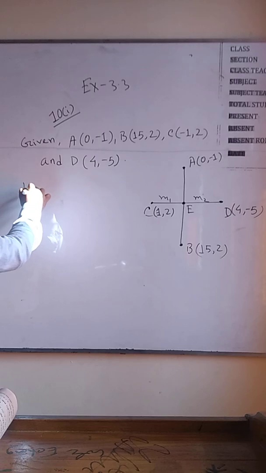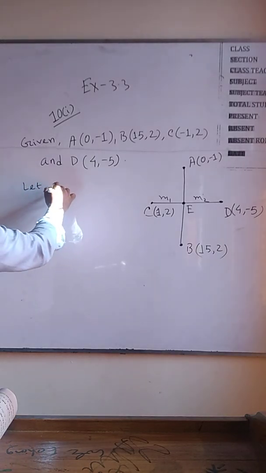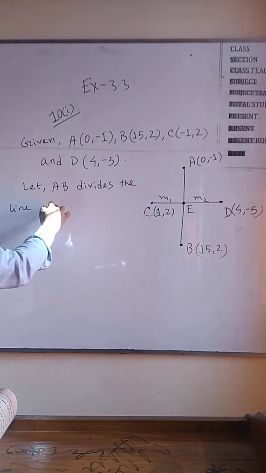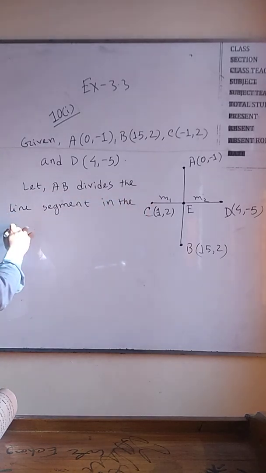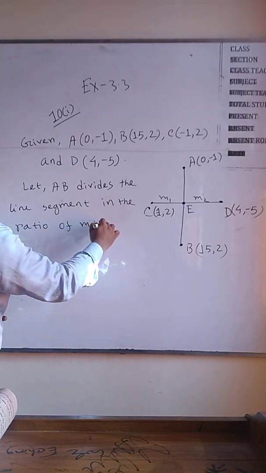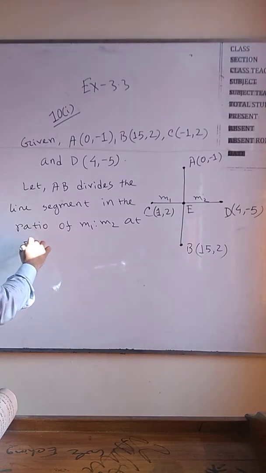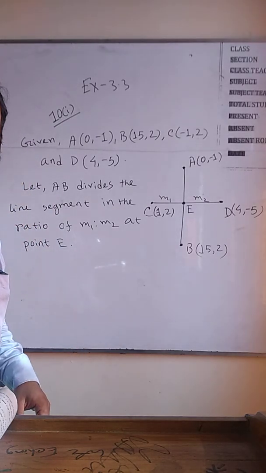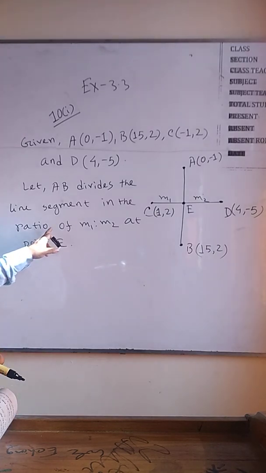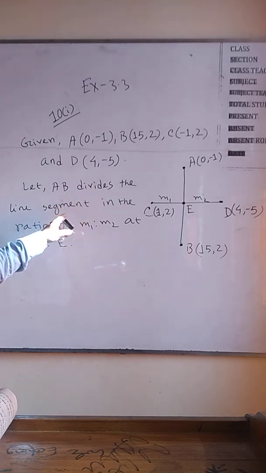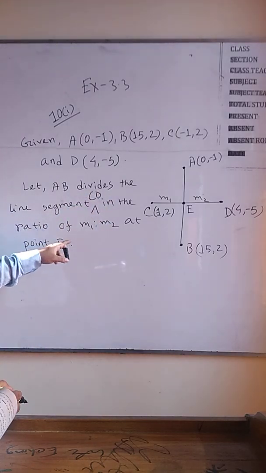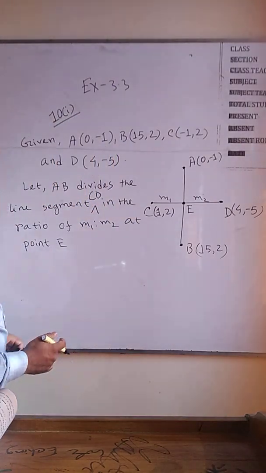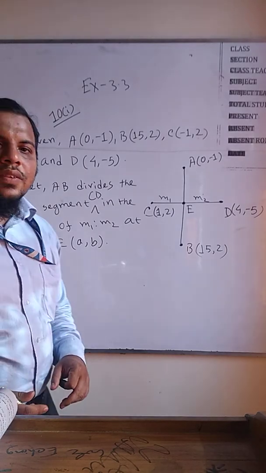Let AB divide the line segment CD in the ratio of M1 is to M2 at point E. Sorry, I am missing it. AB divides CD in the ratio of M1 is to M2 at point E. So at first we have to find out the coordinates of E. We are considering the coordinates of E as (a, b).